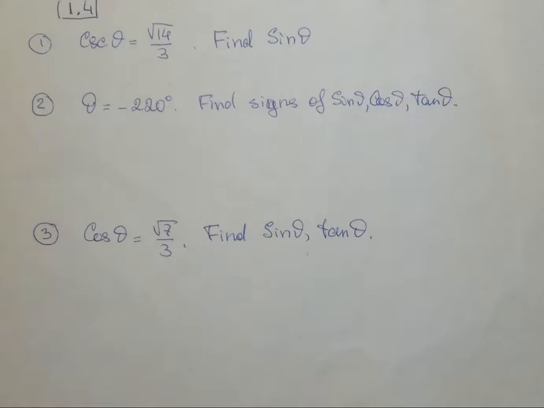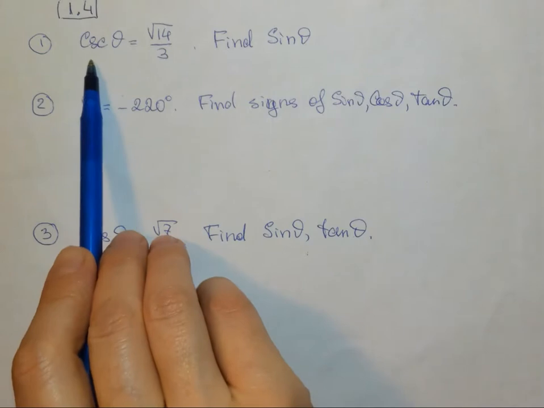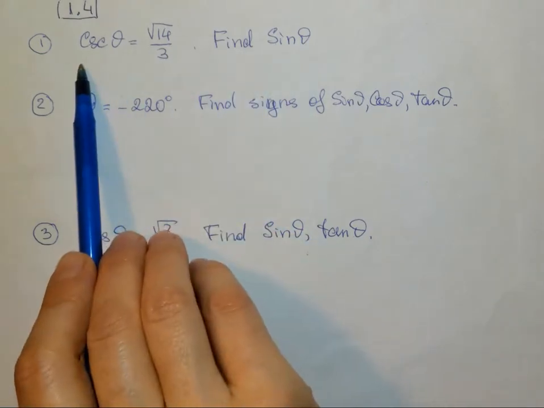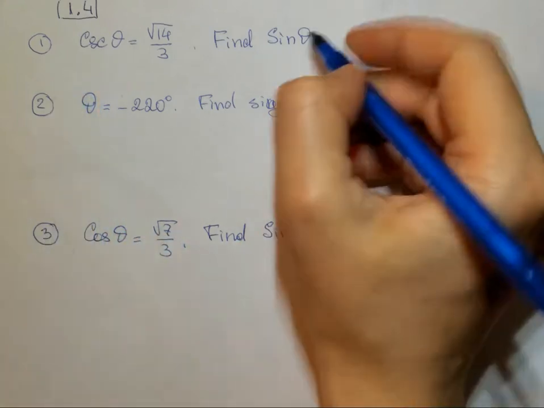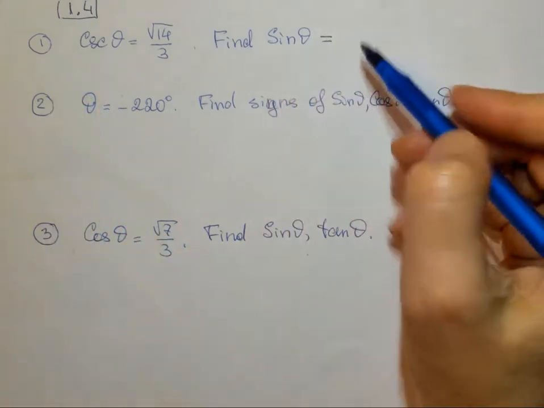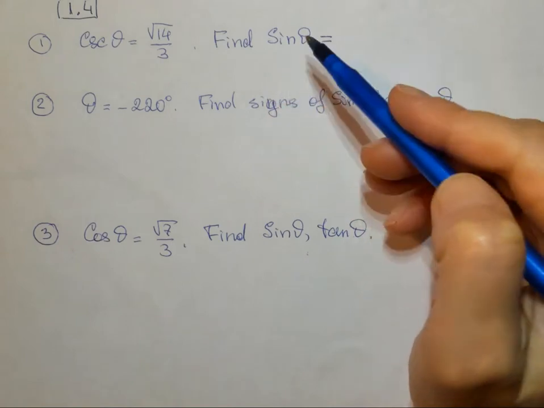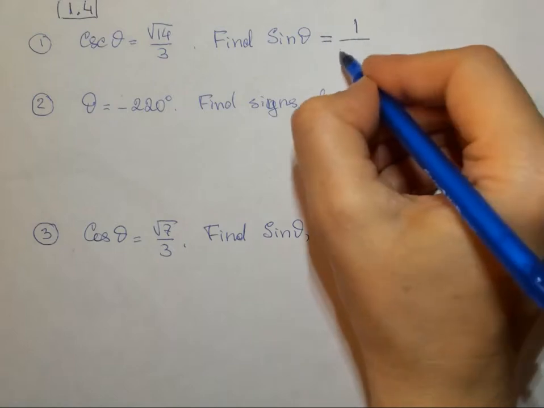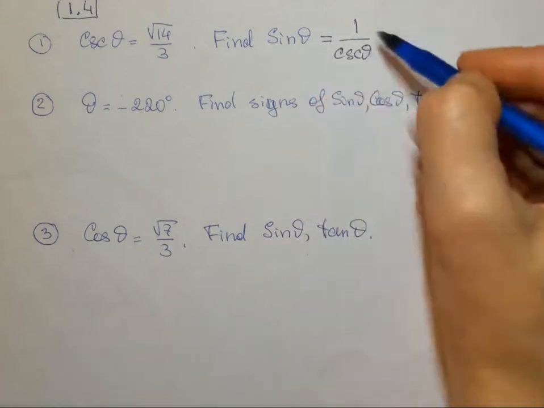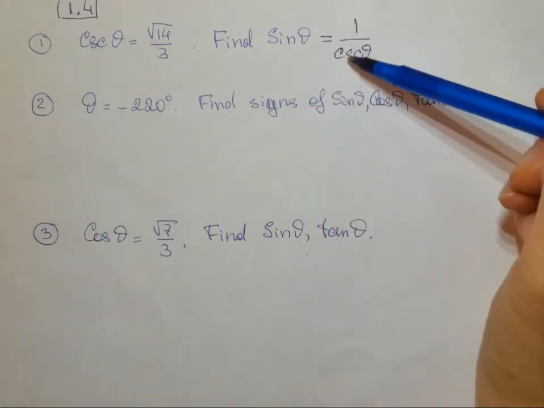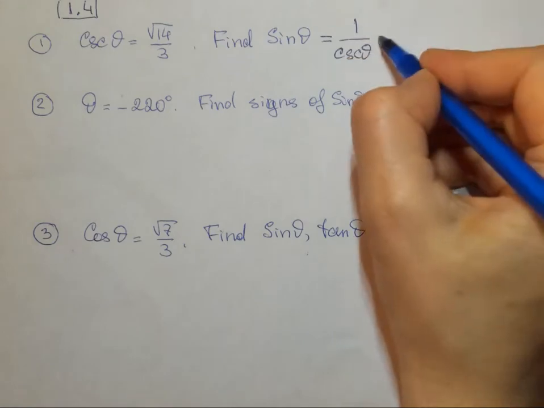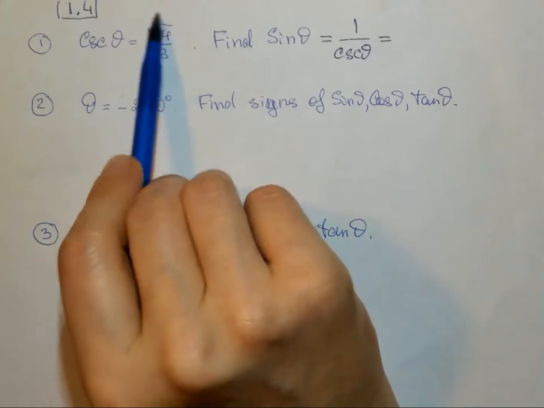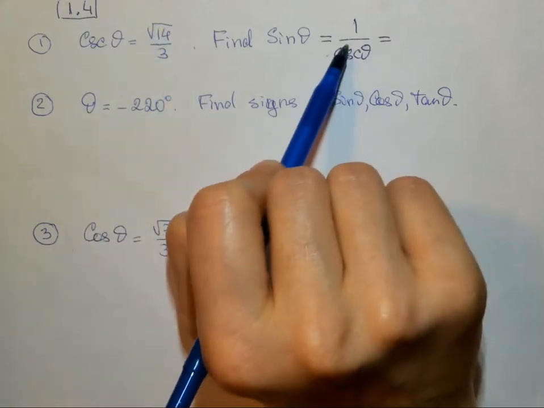Hello, let us find sine of theta given cosecant of theta. Sine and cosecant are two reciprocal functions, so we can always find one of them knowing the other. So sine is the reciprocal of cosecant of theta. It equals 1 over cosecant of theta. So we can substitute square root of 14 over 3 for cosecant of theta.